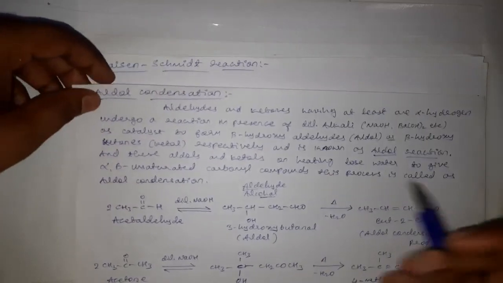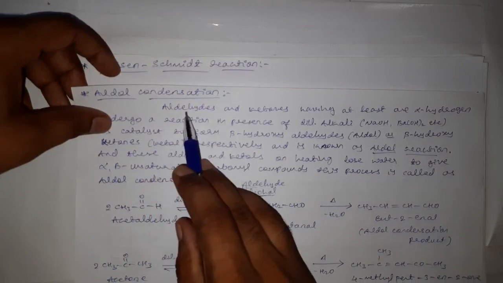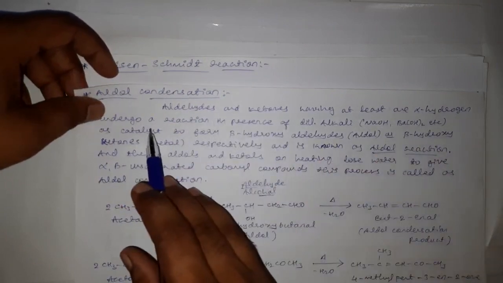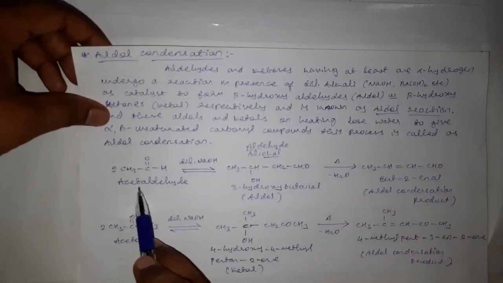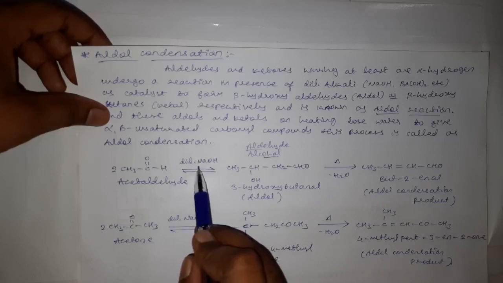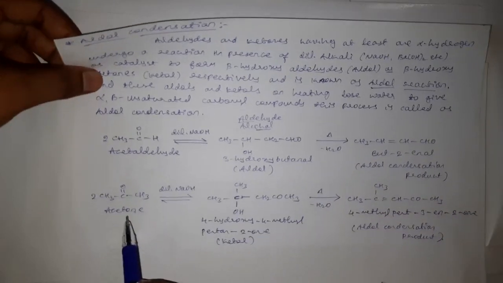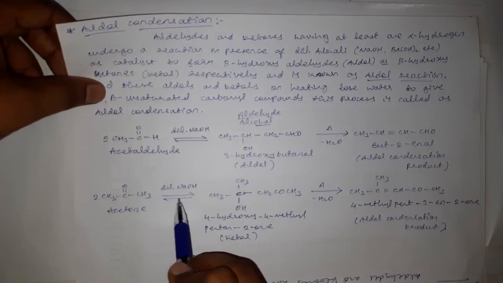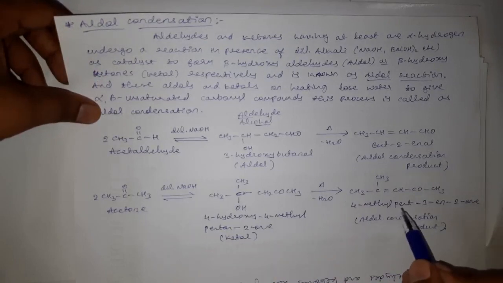we studied that this reaction is possible for those aldehydes and ketones which have at least one alpha hydrogen. For example, when two molecules of acetaldehyde react in the presence of dilute sodium hydroxide, their aldol condensation reaction is possible. When two molecules of acetone react with each other in the presence of dilute sodium hydroxide, we will get an aldol condensation product.